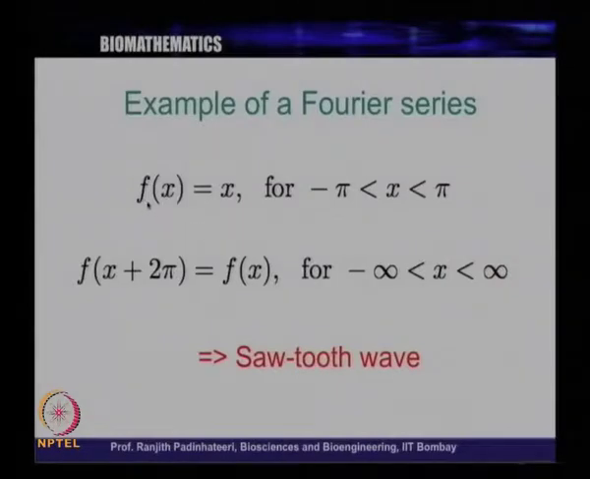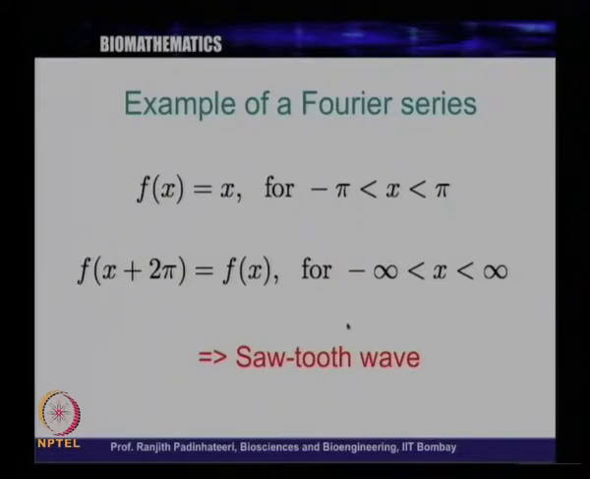It can be represented as f of x equal to x when x is between minus pi and plus pi. When you go to x plus 2 pi, you get f of x itself. So, for every other interval, it is f of x itself, just like this line itself for all x plus 2 pi's. So, that is the sawtooth wave that we saw.